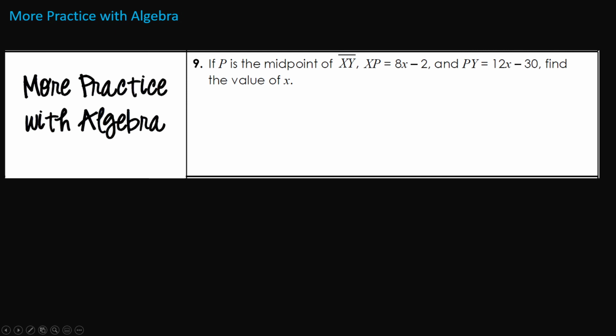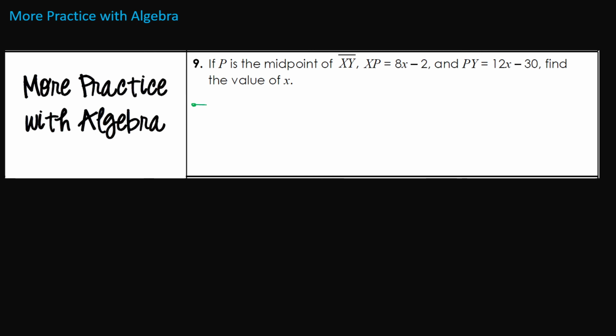All right, one more concept. We're just going to practice with a little bit more algebra today, and our last problem looks like this. If P is the midpoint of XY, XP is equal to 8x minus 2, and PY is equal to 12x minus 30, we need to find the value of x. There's a lot going on here, and again, I advise that we draw a picture for sure. So it would look something like this.